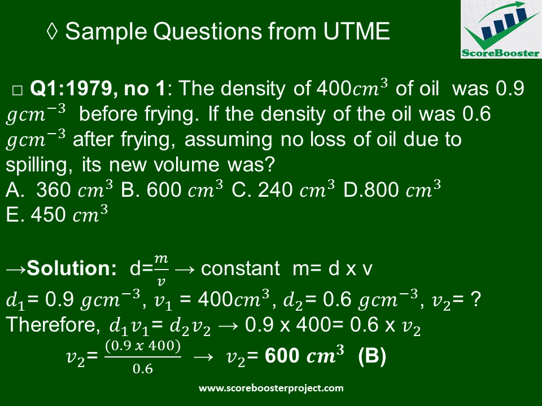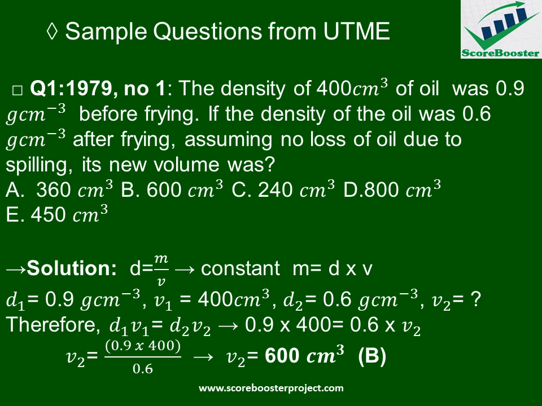So if we make m the subject, by cross multiplying we have m equals density times volume. Since they said no loss of the oil, that means the mass before frying will be the same as the mass of the oil after frying, and therefore the expression for the mass of the oil before frying will be equal to that after frying. And that is what we are trying to do here now.